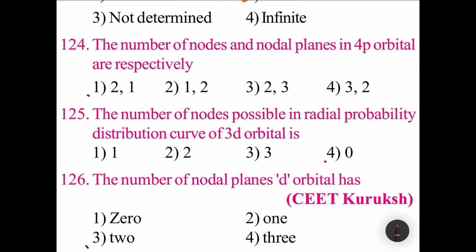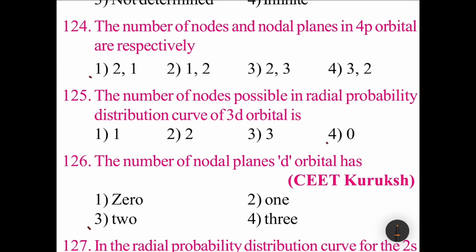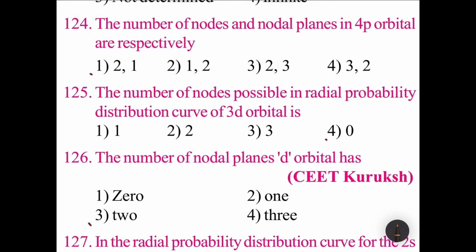The number of nodes and nodal planes in 4p orbital are respectively, just now we were discussing 4p orbital. This is for 2p, this is for 3p, this is for 4p. 1 and 2. 2 nodes are there, number of nodes will be 2. For any p orbital, number of nodal planes is 1. So this is your answer. For px orbital, yz, for py orbital, xz, like that.